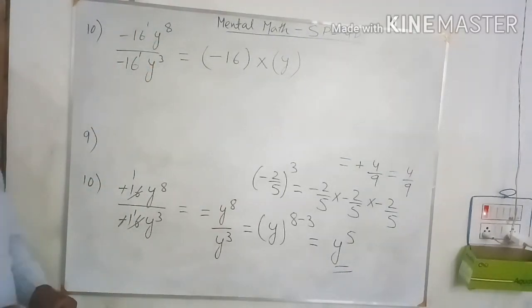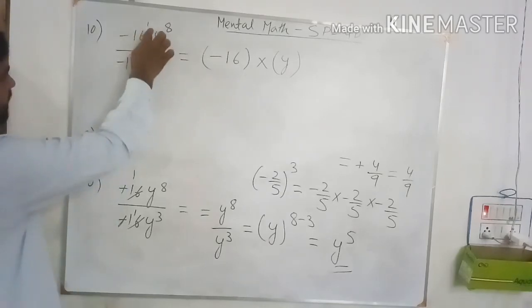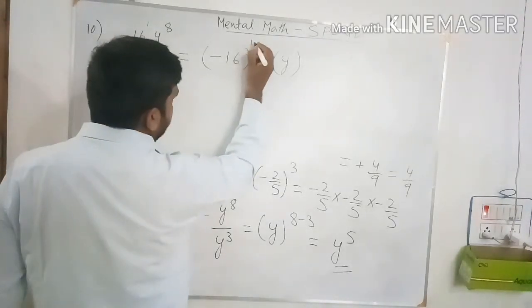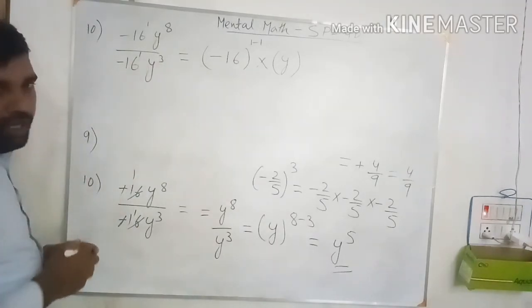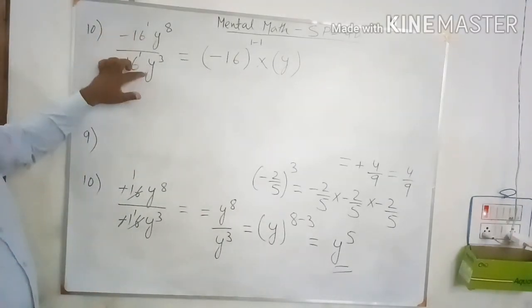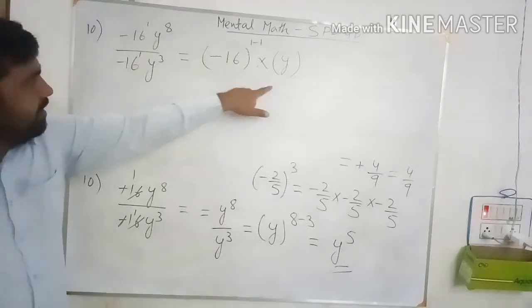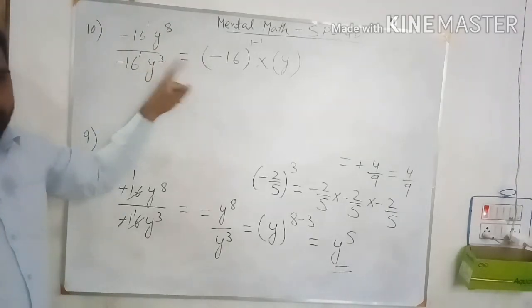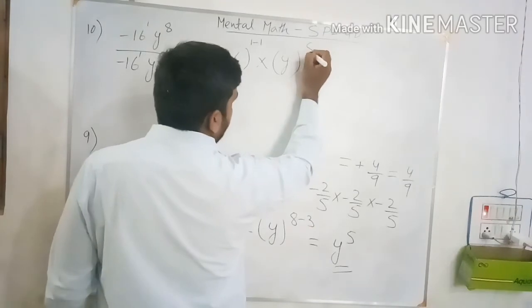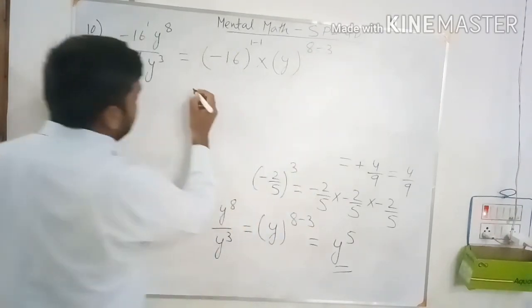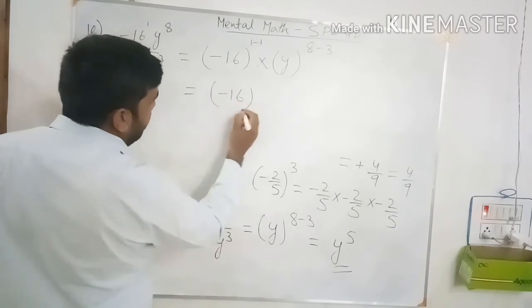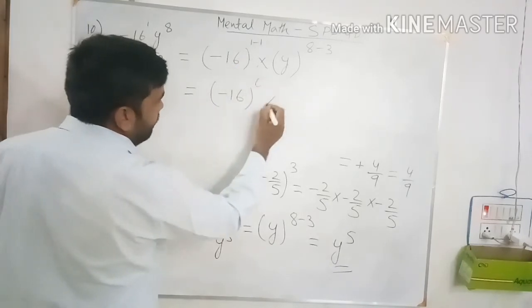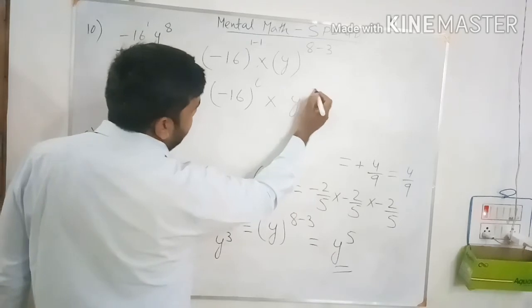If not written, it is 1. So subtract first power minus second power: 1 minus 1. For y, apply the quotient law, same here. Both are divided, take the base common and subtract the first power minus the second power, 8 minus 3. Now see here, what answer you got? Minus 16 to the power 1 minus 1, which gives you 0. Y to the power 8 minus 3 gives you 5.